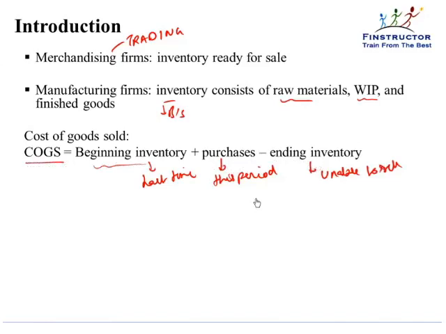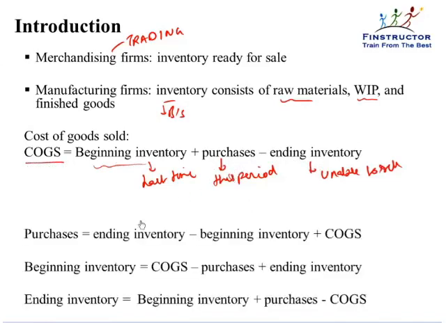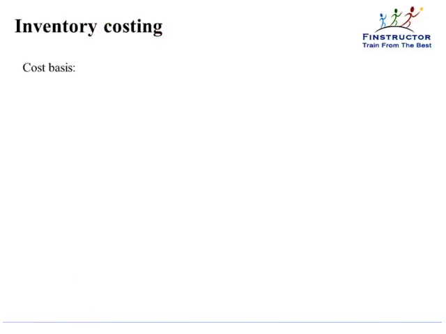We can rewrite this equation in many ways. So purchases can be thought of as ending inventory minus beginning inventory plus the cost of goods sold. Likewise, we can calculate the beginning inventory or the ending inventory from the same equation. Like most balance sheet items, inventory is normally carried at cost.